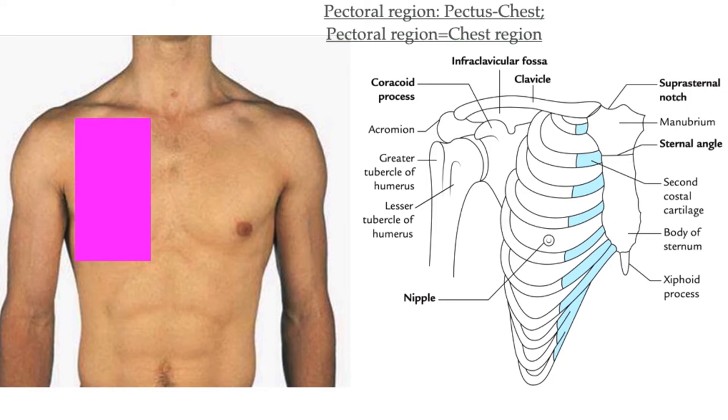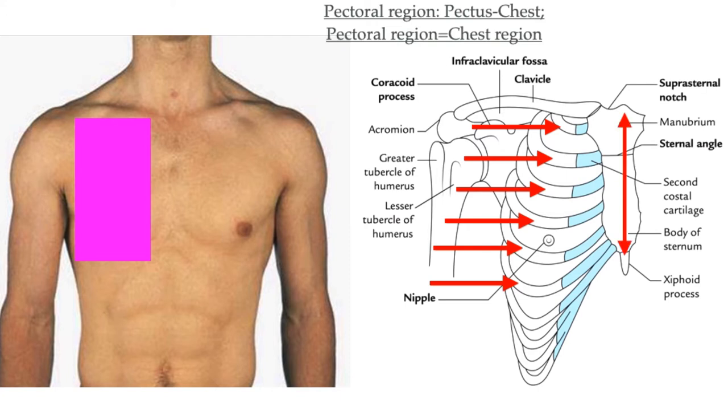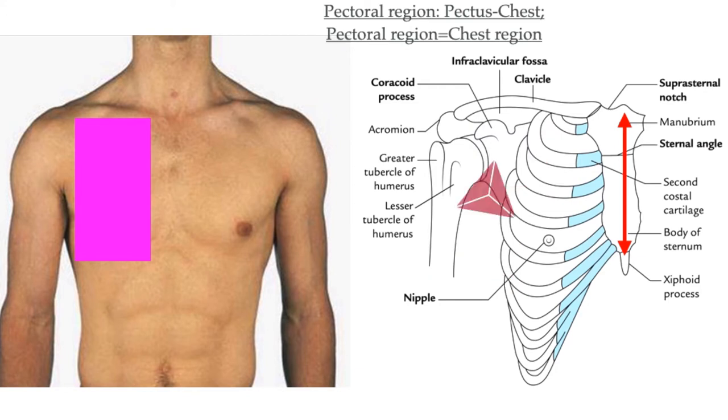Now, in order to see the boundaries of pectoral region, you need to focus on the illustration present on the right side. Posteriorly, it is bounded by upper six ribs, and medially, it is bounded by a bone called sternum. Laterally, pectoral region is bounded by a pyramid-shaped space called axilla. This represents the location of axilla. And superiorly, pectoral region is bounded by a bone called clavicle. Inferiorly, it is continuous with the anterior abdominal wall.